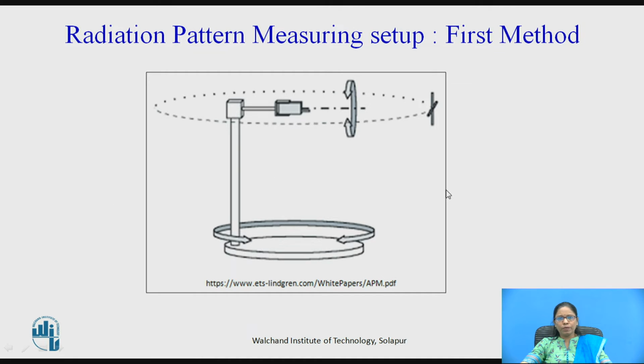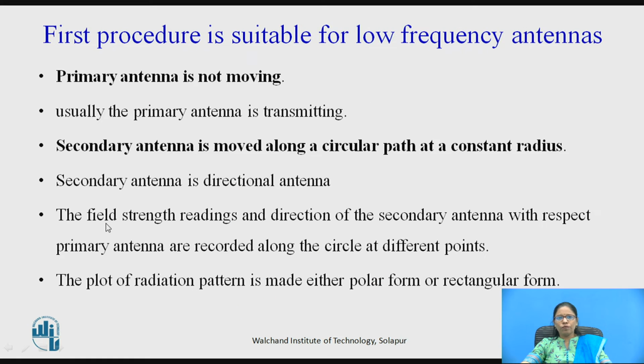As we say, the primary antenna is fixed, which is not moving. The secondary antenna is rotated along the primary antenna in a circular path, either in this way or this way. And we need to measure the field strength, and we note the field strength, and this field strength we need to plot either on the polar plot or on the rectangular plot.